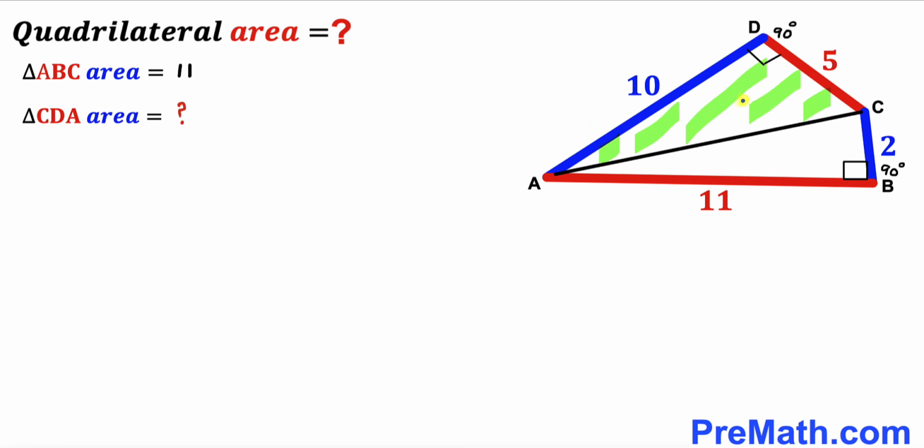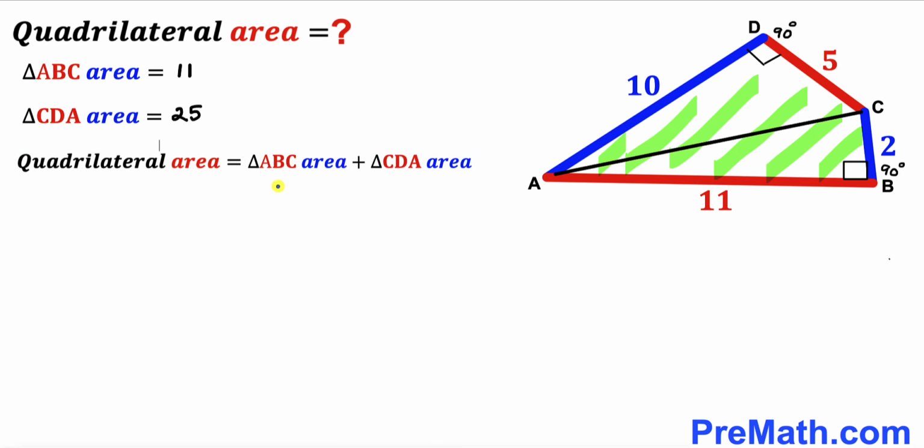And now we are going to calculate the area of this other triangle CDA as well. We are going to use the very same area of a triangle formula once again. Area equals a half times base times the height of the triangle. In our case, the base is 10 and the height of this triangle is 5. So the area of this triangle CDA is going to be a half times 10 times 5. If we multiply and simplify, that is going to give us 25. So the area of the triangle CDA turns out to be 25 square units.